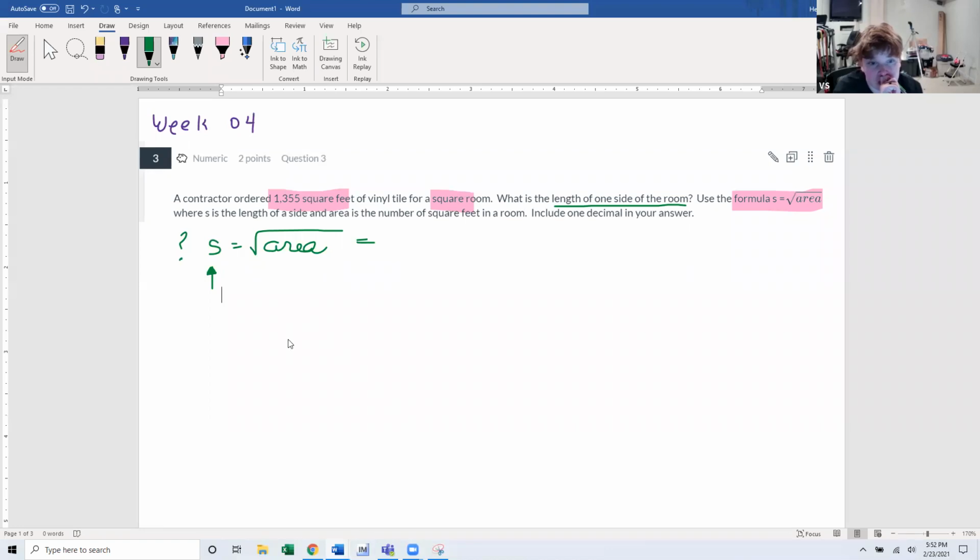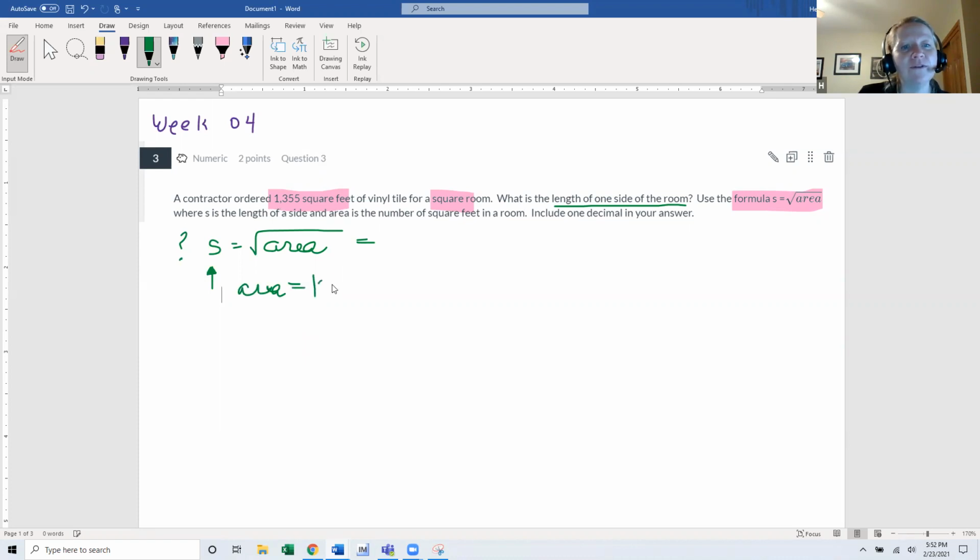Wouldn't you put 135 in the area? Yeah, 1,355, right? So my area is equal to the 1,355, right? And that is feet squared. I'm going to write it like this on purpose. So if they plug that into the equation here, then it's the square root of 1,355. And we're also taking the square root of the unit here. That's feet squared.